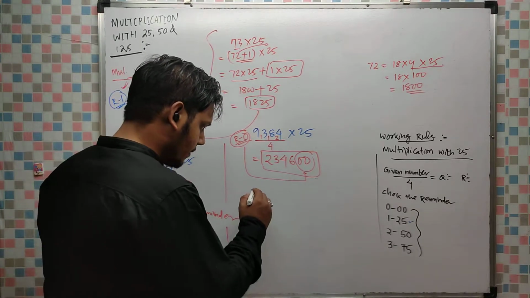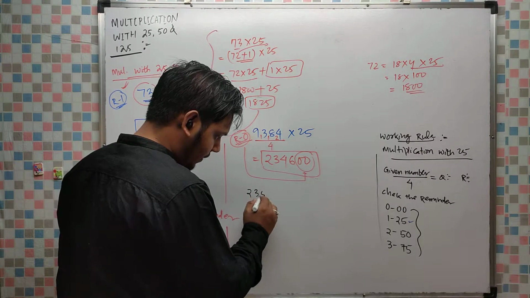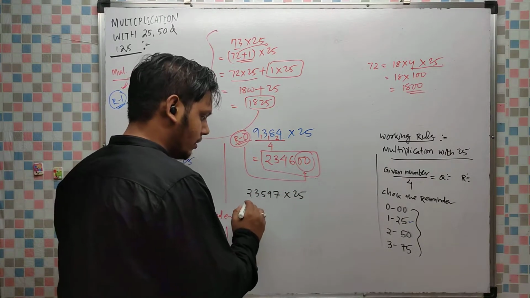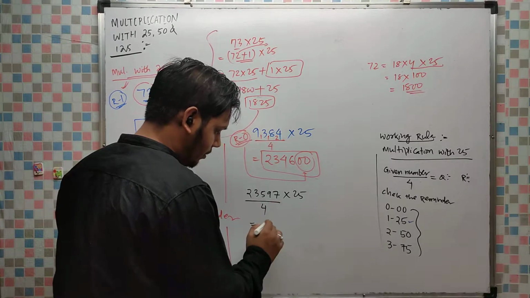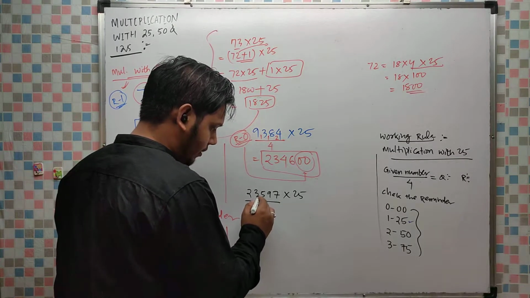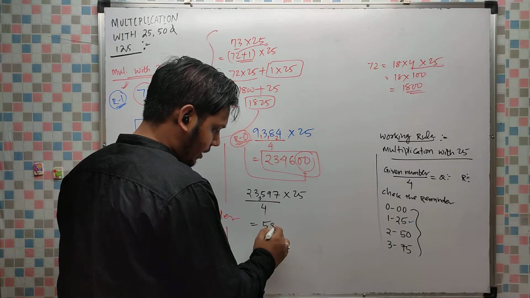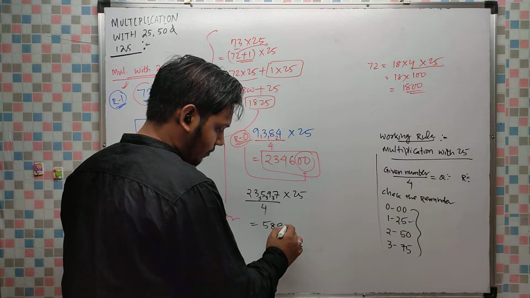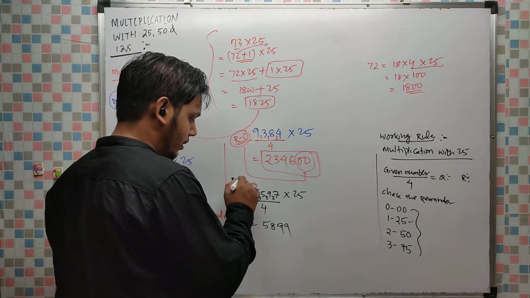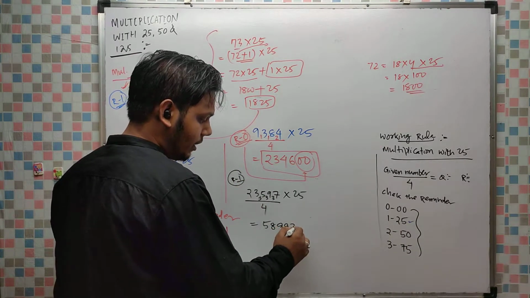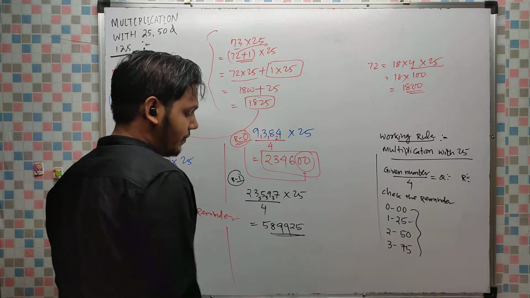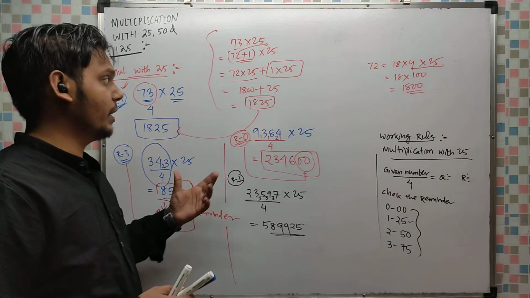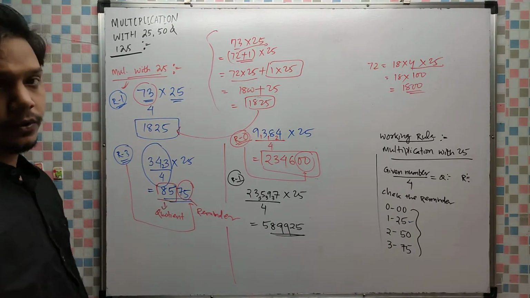Suppose 23597 into 25. Then what? Again this number will be divided by 4. 4 fives are 20, so 3. 4 eights are 32, again 3. 4 nines are 36, again 3. 4 nines are 36, and the remainder is 1. If the remainder is 1, then the last two digits will become 25. So 589925.